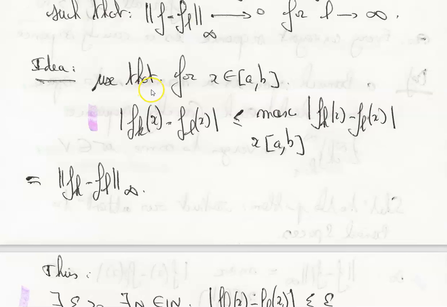So the idea here is to use that for x belonging to the segment AB, we can dominate the absolute value of the difference f_k of x minus f_l of x, for whatever x between A and B, by the maximum of the absolute value of the difference f_k minus f_l for x belonging to this segment. This maximum is what is known as the infinite norm of f_k minus f_l. Obviously, the infinite norm is defined on where the function is defined, and the function is defined on the segment AB. So for whatever x, you can always dominate this difference by the infinite norm of the difference of the sequence. Okay?